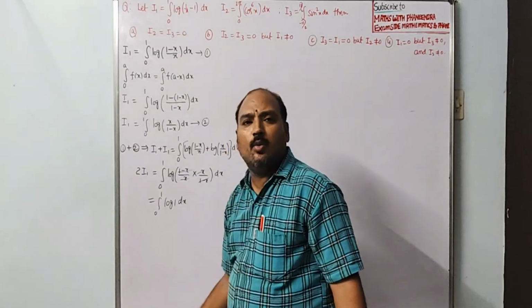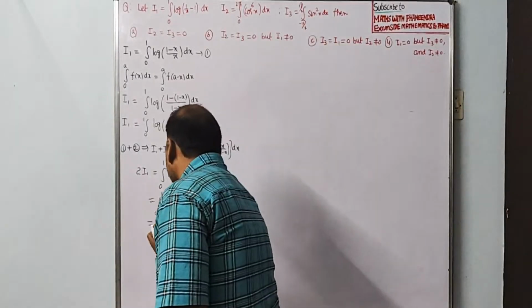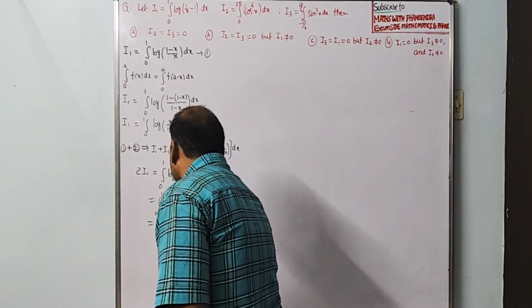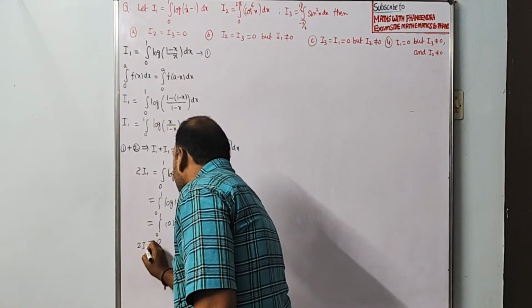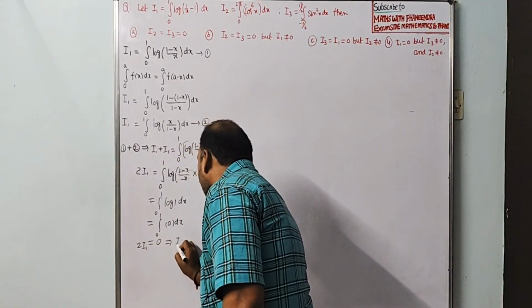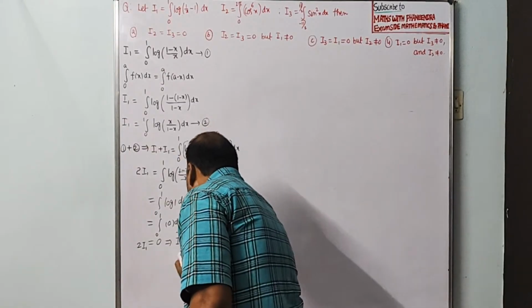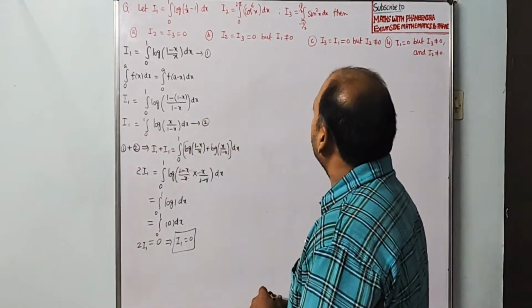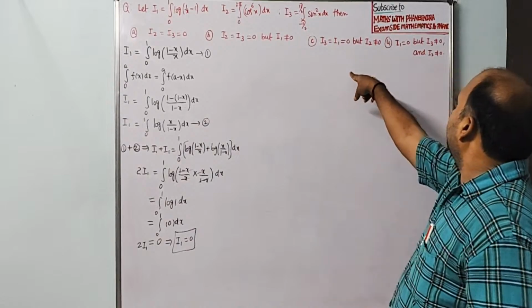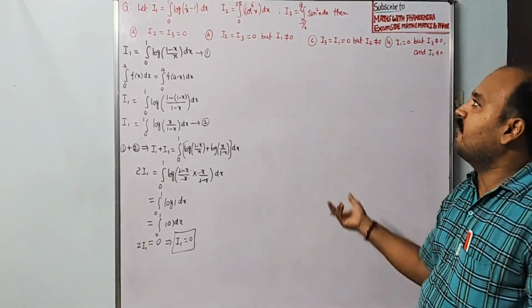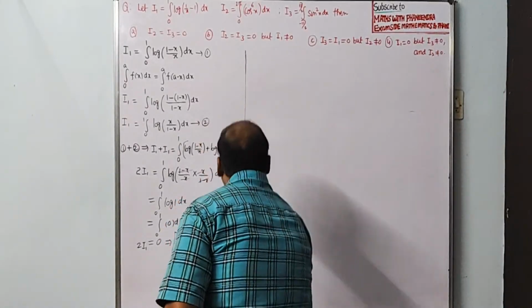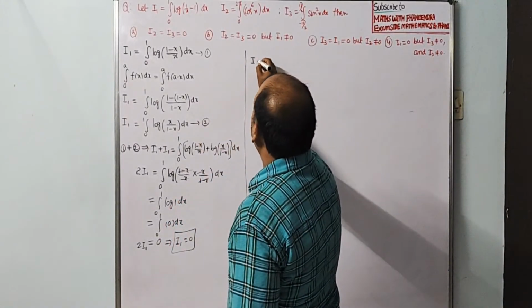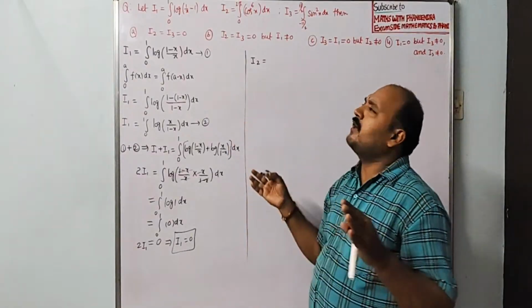What is log 1 value? Log 1 is 0. So integral 0 to 1, 0 into dx. This will be absolutely 0. So 2I1 equal to 0, that implies that I1 value is 0. So I1 is 0, but the deciding factor is I2 and I3, no? That also we will do. So I2 equal to, anyway clearly I2 and I3 may not be 0.